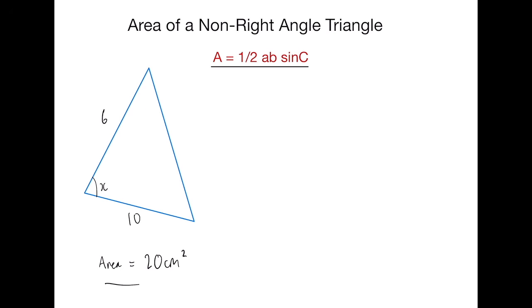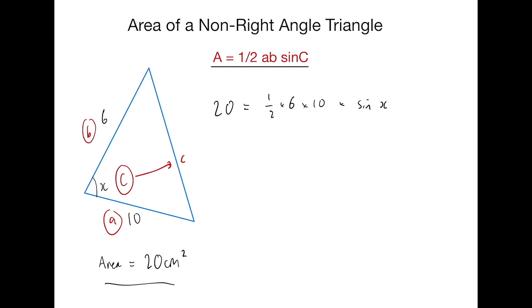So we know the area. We're going to let this equal the A, this equal the B, and this angle must be C, because again, opposite would be the little c, but we don't need that C here. So substitute all those values in. So the area is 20, then we have a half. a times b would be 6 multiplied by 10, and then that multiplied by sin, and we have to work out what the angle is, so that's going to be our x in this case.